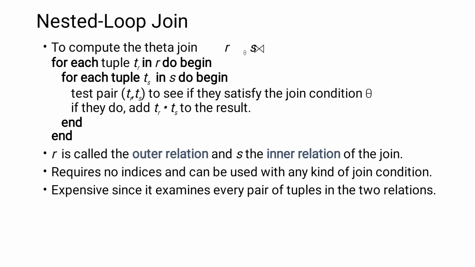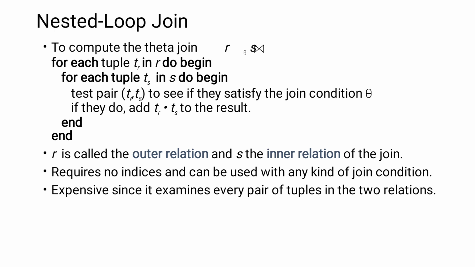The algorithm uses the notation TR dot TS, where TR and TS are the tuples. TR dot TS denotes the tuple constructed by concatenating the attribute values of tuples TR and TS. The nested loop algorithm requires no indices. It is expensive, since it examines every pair of tuples in the two relations.